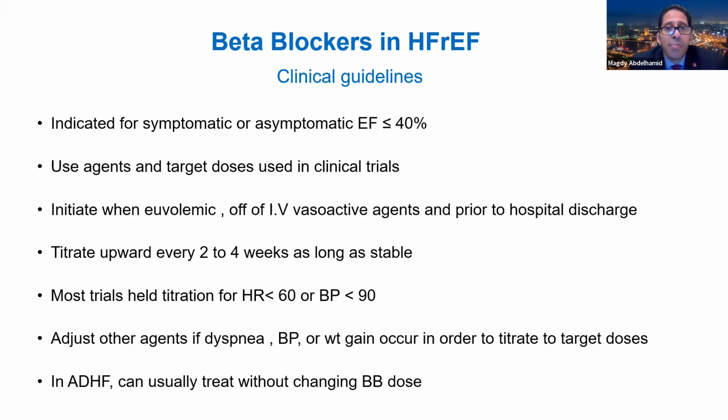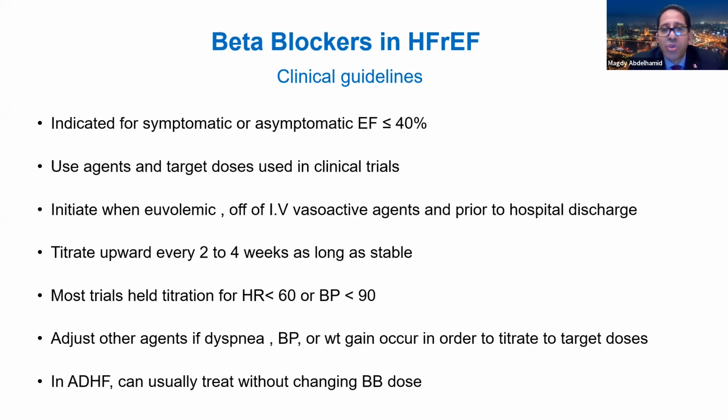So beta blocker should be given in any patients having EF 40% or less, symptomatic or asymptomatic. We have to use the agents bisoprolol, metoprolol, or carvedilol, and the target doses used in clinical trials should be initiated when the patient is euvolemic. Don't start beta blockers when the patient is having evidence of congestion, because this can precipitate acute decompensated heart failure.